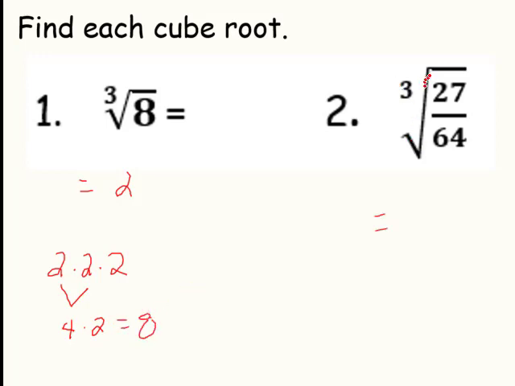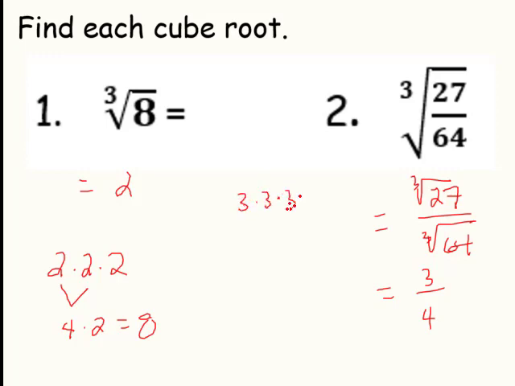The cube root of 27/64. In this particular case, we'll look at the cube root in the numerator and the cube root in the denominator. The cube root of 27 is 3. The cube root of 64 is 4. So your answer is 3/4. Remember, 3 times 3 times 3 is 27. And 4 times 4 times 4 is 64.